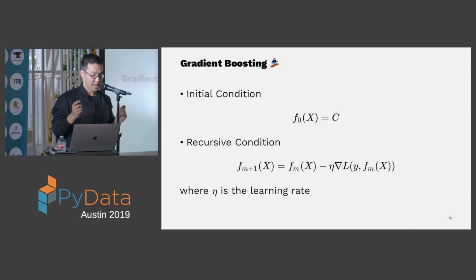What do you do with these gradients? Well, for gradient boosting, you start with an initial condition. For least squares, you just take the mean. So you take the most naive prediction you could think of, which is the mean of the target of the training set. And then the recursive condition adds different functions to this prediction to make it better. This is not gradient descent. You're not updating weights. You're adding different functions on top of the previous predictions. So this is a very different distinction.